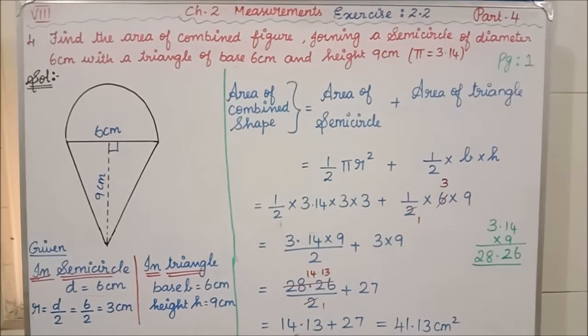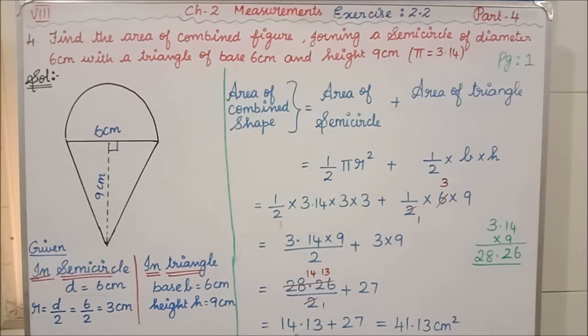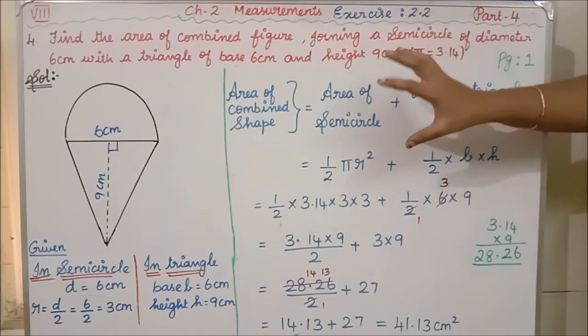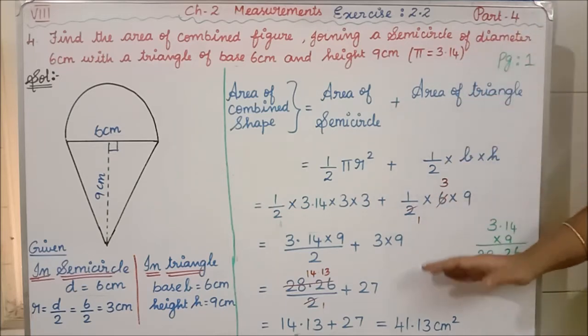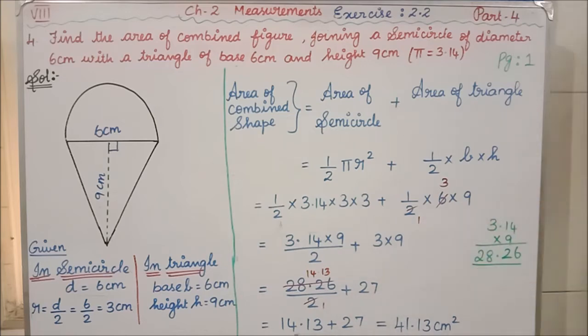Now we have to find the area of the combined shape. Since we are finding the area of the combined figure, we have to add. I am finding the area of the semicircle separately, and the area of the triangle separately, and then finally I will add both answers. That is the area of the combined shape. Clear students? When they ask for area, you have to split the diagram, find each area separately, and then finally add.